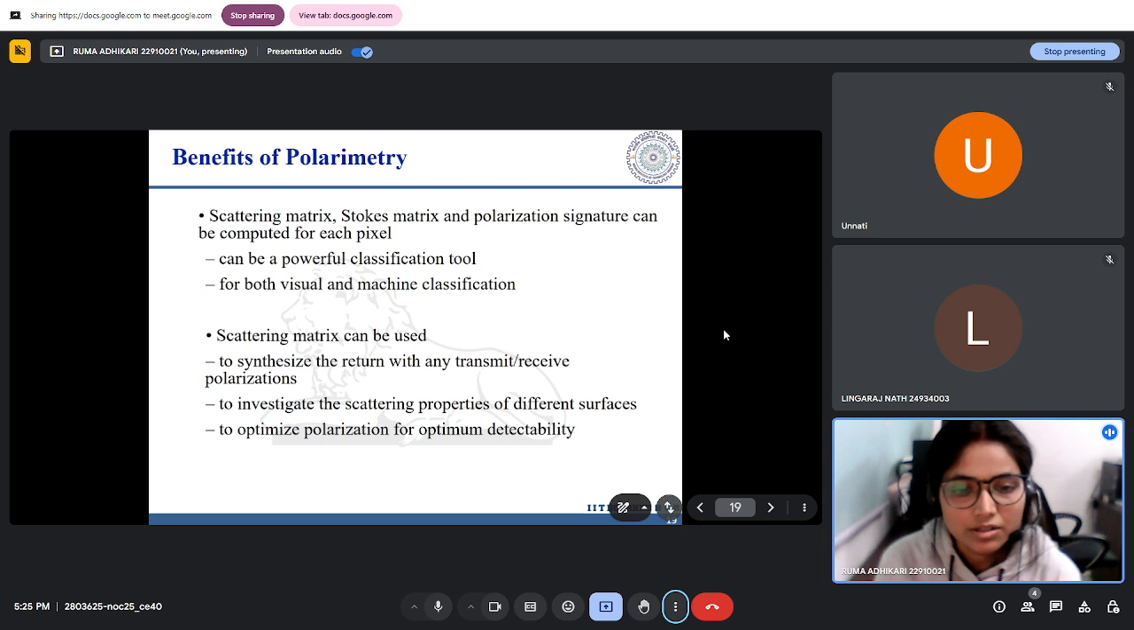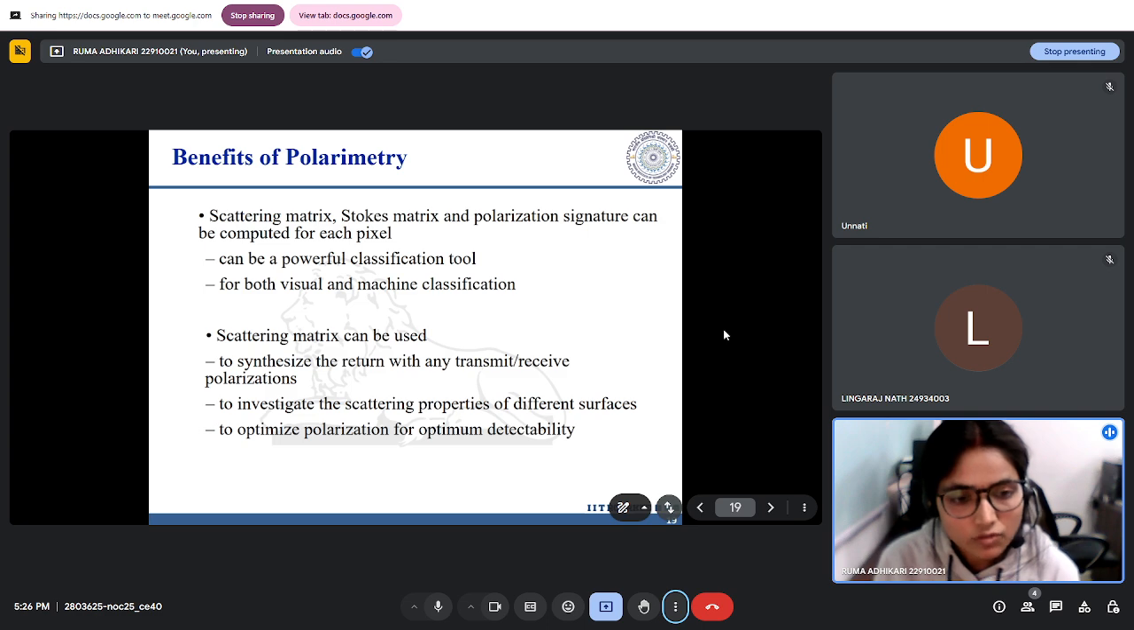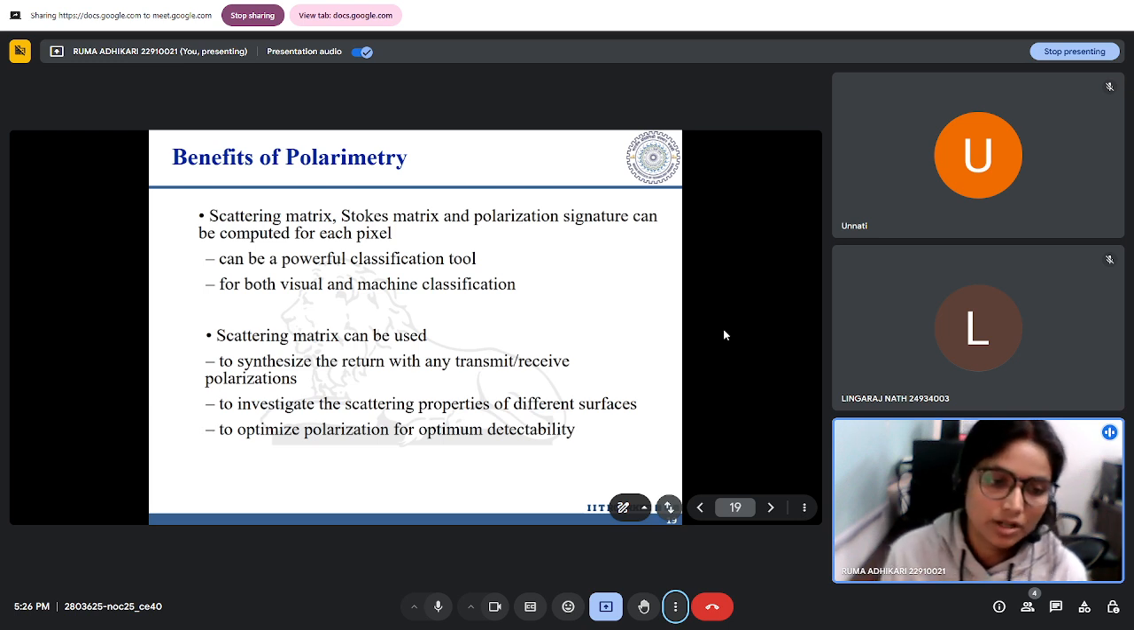Suppose you are transmitting H, a horizontal wave, and you are receiving only horizontal, but it is giving you everything. It is giving you horizontal also, vertical also, but you are filtering out only the horizontal. That is how you get the HH band. Similarly, when you filter out the H but capture the V one, then you will get the HV. So you can visualize this as a filter. Polarimetry or polarization is nothing but a filter.